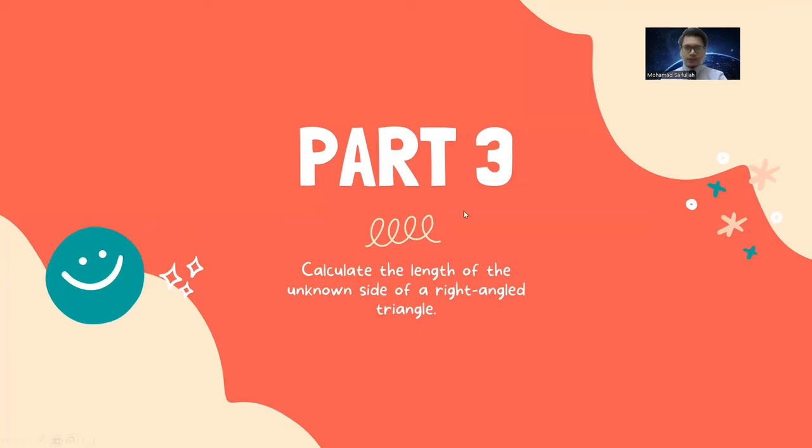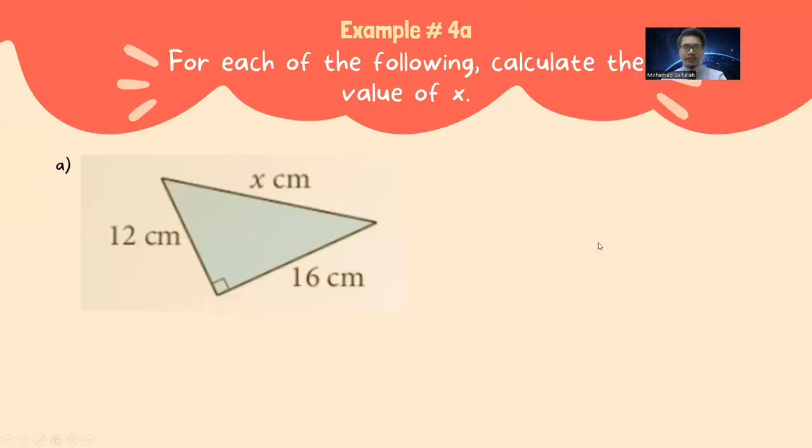Okay, so let's proceed with part 3. In part 3, what you will learn is you will combine what you have learned in part 1 and part 2. In part 1, you already know how to identify the hypotenuse, and in part 2, you already know the relationship between all of its sides. So in part 3, you will calculate the length of the unknown side of a right angle triangle. Don't worry, class. I will guide you on how to calculate the length of the unknown side. It will be easier. Okay, trust me.